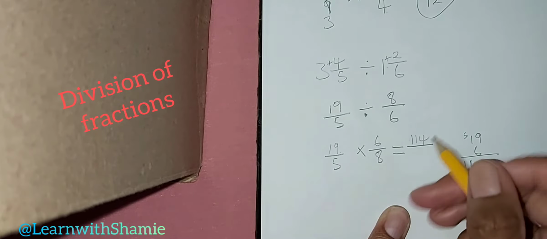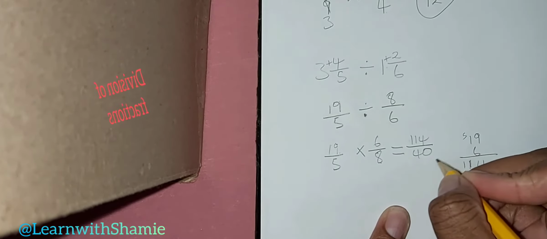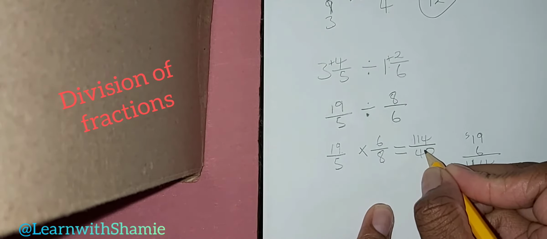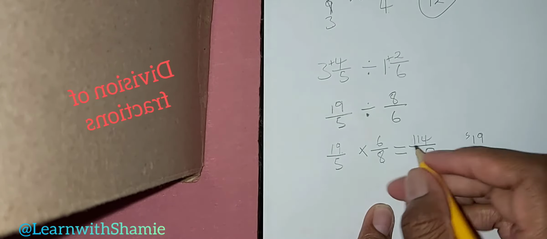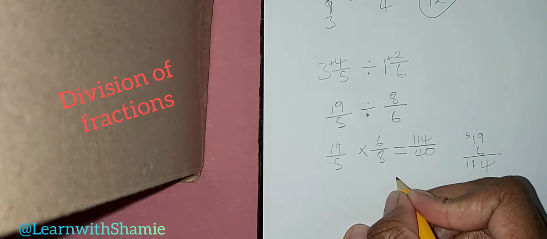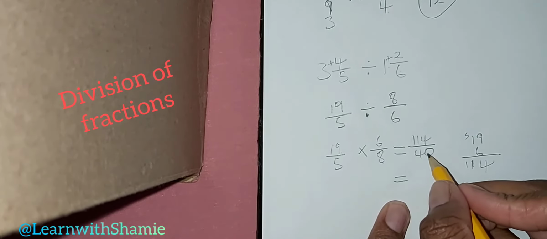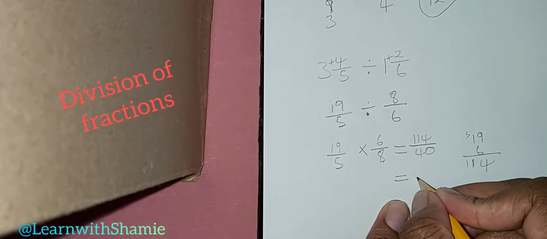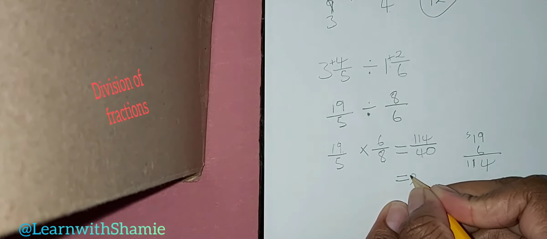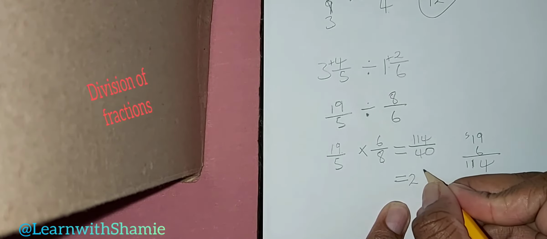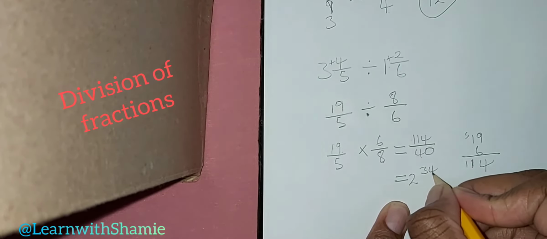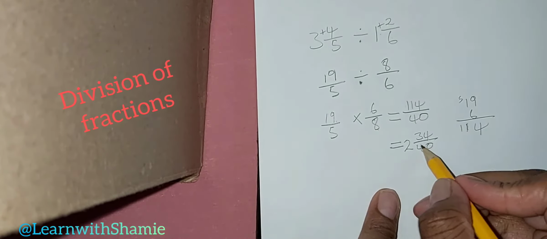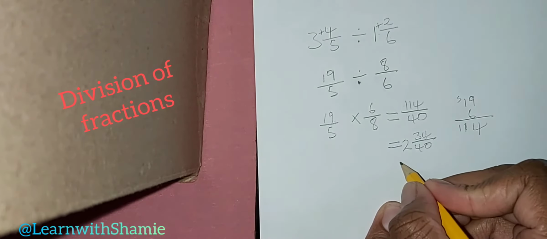And 5 times 8 is 40. So there we have an improper fraction for our answer. We can reduce it to its lowest term, which would be 40 into 114 would be 2 times, that's a whole number, and would have a remainder of 34 over 40. We can still reduce this to its lowest term.